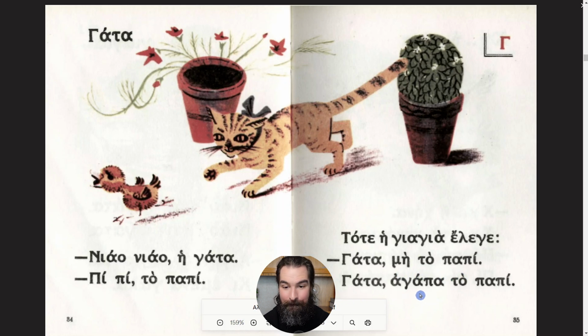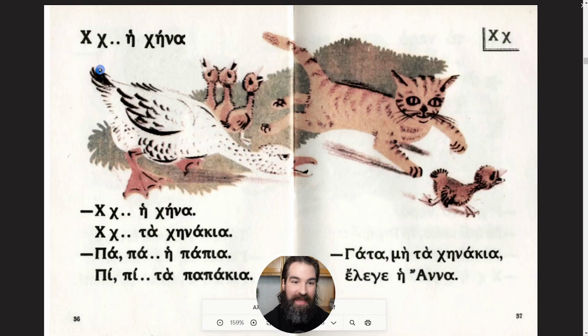Χι, η χίνα, the goose. Τα χινάκια. Παπά, η πάπια. Πιπί, τα παπάκια. Γάτα μη τα χινάκια. Don't go for the little geese. Έλεγε η Άννα. Anna said.